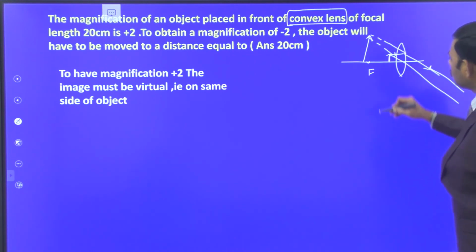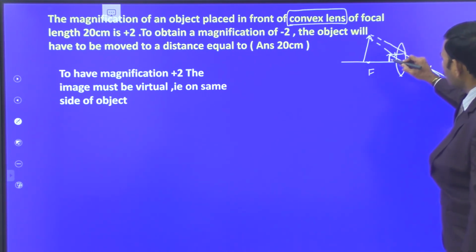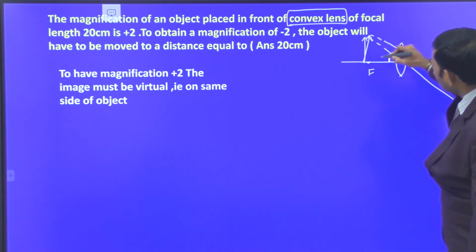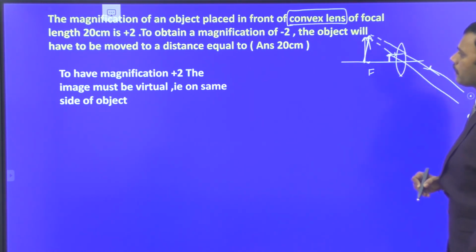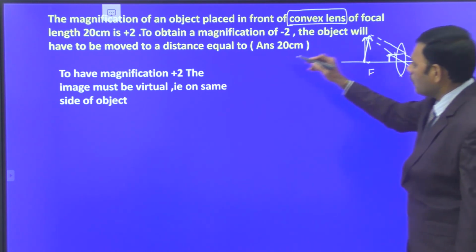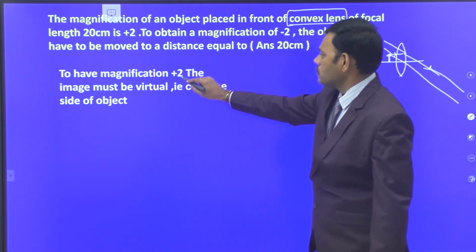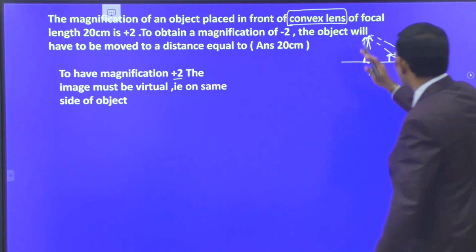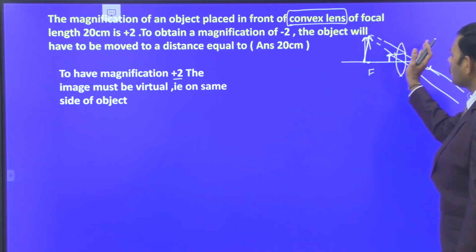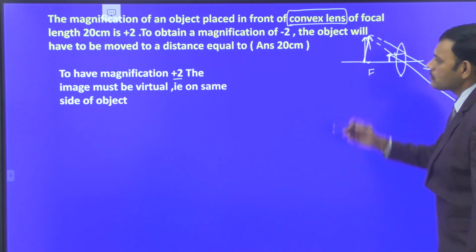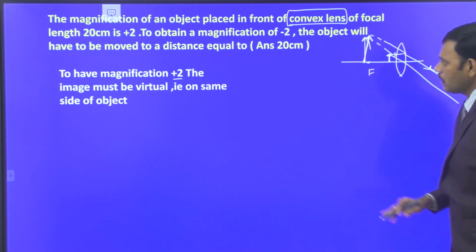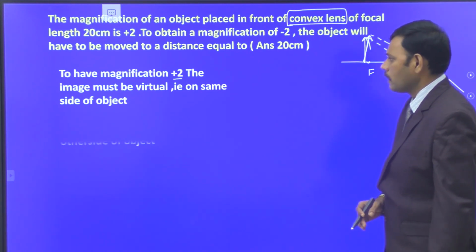So positive magnification. Here we are observing object and image are erect now. When object and image are erect, we get positive magnification. So that's why I write this sentence. To have positive +2 magnification, the image must be virtual. This is the virtual image. By extending refracted rays backwards, we get the image. Hence it is a virtual image on the same side of the object. So this is the first important line.